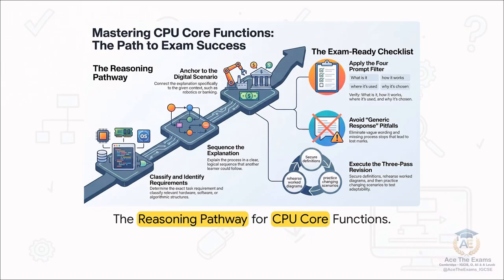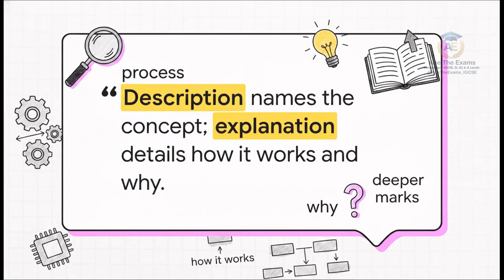So if the question is talking about a robotic arm in a car factory, your CPU explanation has got to mention how it processes data specifically for that robotic arm. I want you to really burn this rule into your brain. Description names the concept. Explanation details how it works and why it matters. I really can't emphasize this distinction enough.